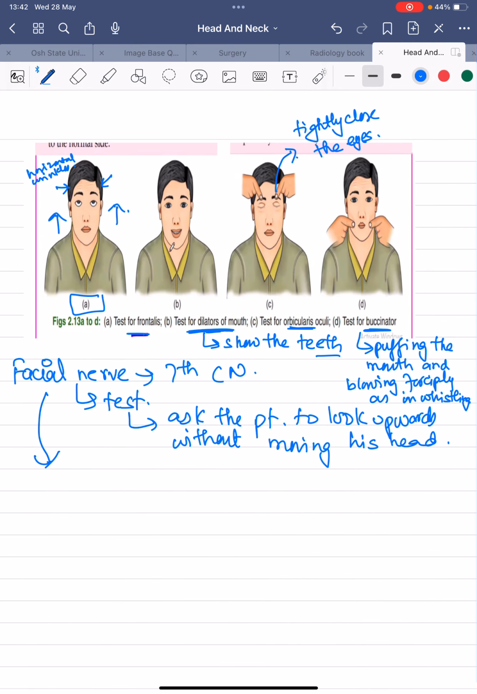Okay, number one, ask the patient to look upwards without moving his head, to look for horizontal wrinkles. Then you have to look for the dilator of the mouth. You are going to ask to show the teeth. Then you will ask the patient to tightly close the eyes, to look for the orbicularis oculi. For the buccinator muscle, you will ask the patient to puff the mouth with air and then blow it as you are whistling. Okay, so this is how you are going to check the facial nerve.